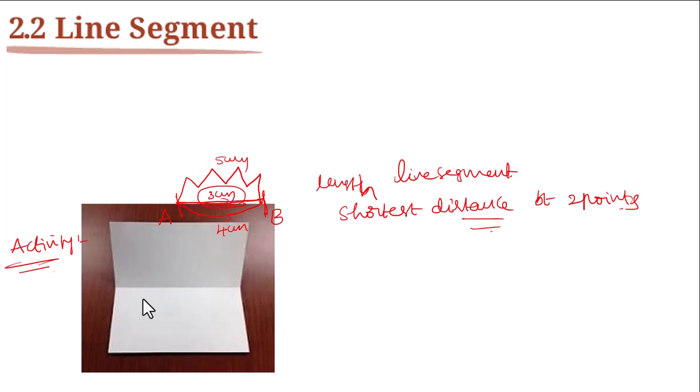Can you draw a line? Yes. Now name the end points A and B. A and B. So these are the end points.